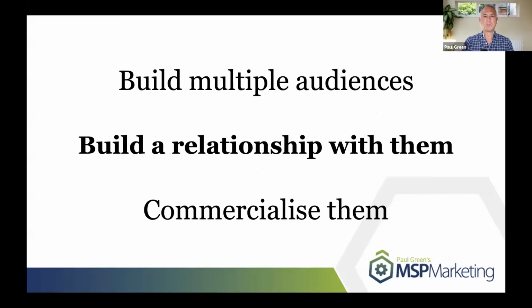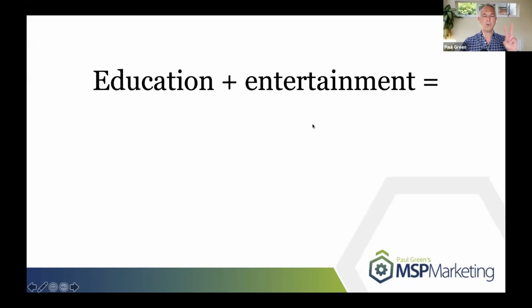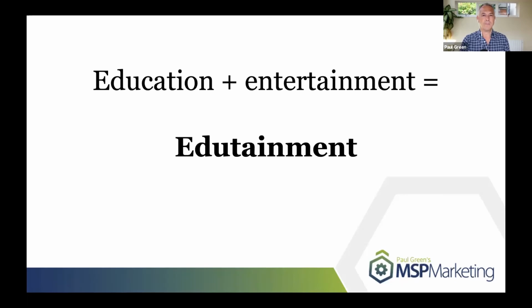Okay, so building multiple audiences was our first step in our strategy. Building a relationship with them was the next and most important step. And what we want to do in building a relationship with them is we want to do two things simultaneously. We want to educate them and we want to entertain them. And let's put those together. It becomes edutainment. So we do this through content marketing. Content marketing is the best way to build a relationship.